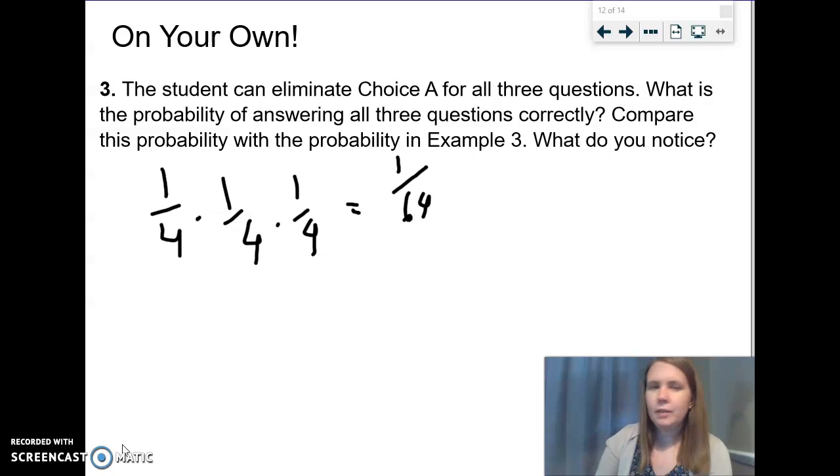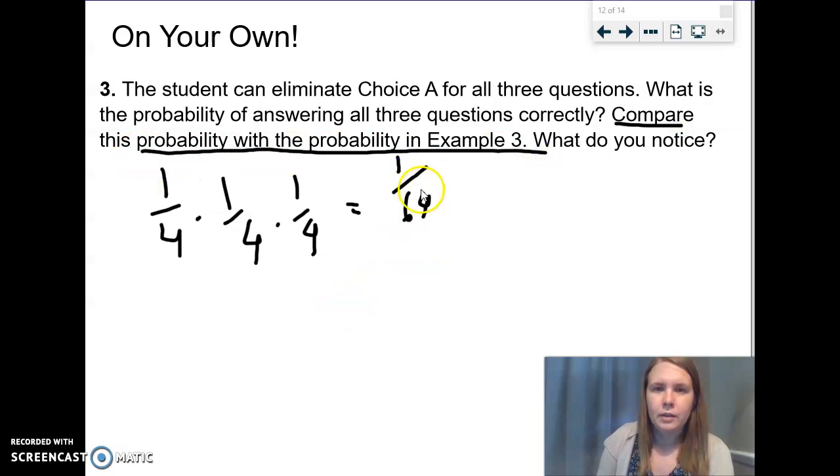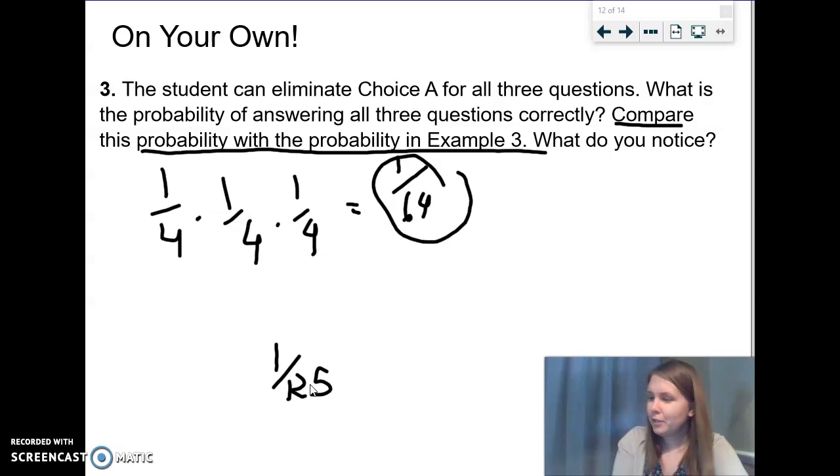So the last part, which I hadn't written yet, is compare the probability with the probability in example 3. So this is our new probability, 1/64. And the other one we had was 1 out of 125. Just by Mr. Bow or your social studies teacher telling you to eliminate one answer choice, look how much your chances of getting it correct change. That's a lot. Especially if I change these to decimals. Let's go ahead and take a look.